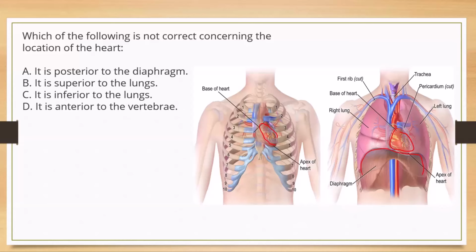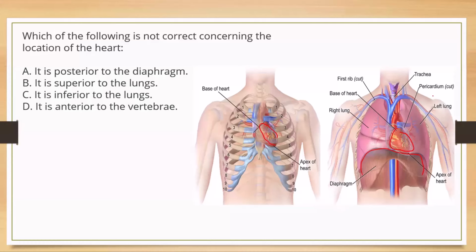Again, the heart is in the mediastinum, in the middle, or in the mediastinal space. That is to say, it is found between the right and the left lungs, but more inferior, between the left and the right lungs. But it is more shifted to the left lung.